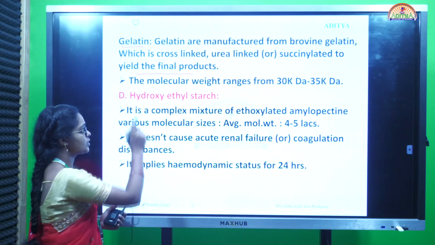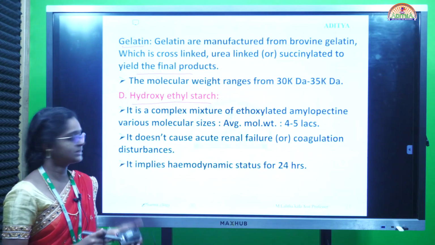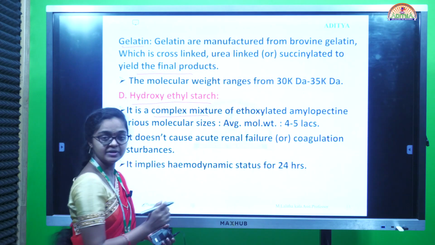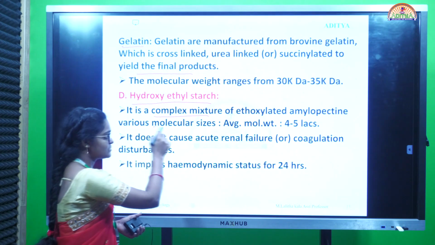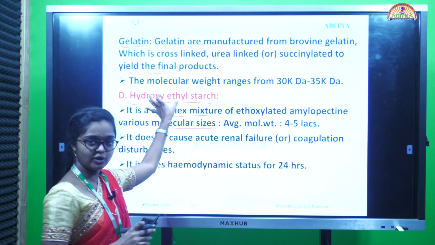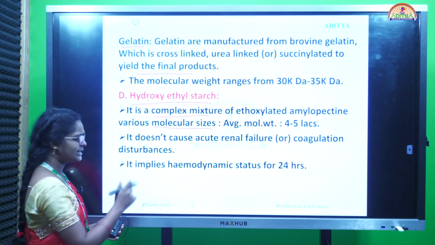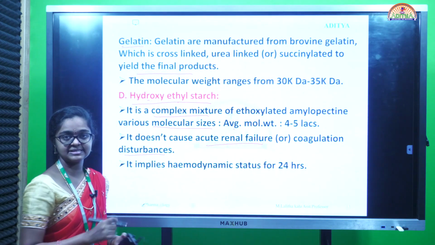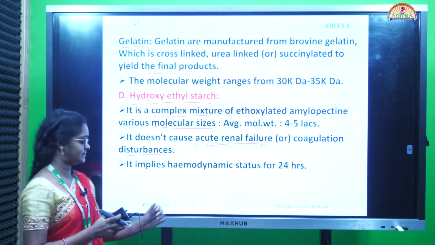Next, coming to hydroxyethyl starch. It is one of the subtypes of colloids. Hydroxyethyl starch is a complex mixture of ethoxylated amylopectin. Various molecular sizes are available. The average molecular size of hydroxyethyl starch is 4 to 5 lakhs. It does not cause acute renal failure or coagulation disturbances. Next, it maintains hemodynamic status for 24 hours.